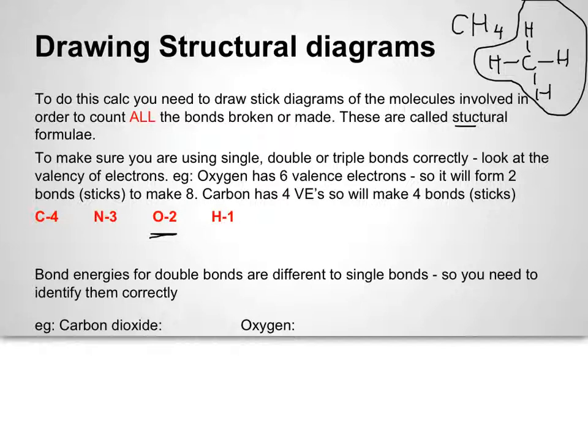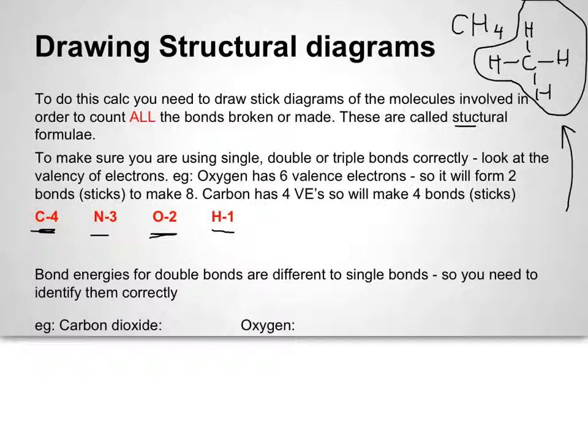Carbon has 4 valence electrons, so it needs to make 4 more bonds to get 4 more electrons to make its 8. So carbon always has 4 sticks. Hydrogen always has 1. Nitrogen always has 3. So if you look at this stick diagram I've done up here, you can see that hydrogen has 1 stick attached to it in each case, and carbon has got 4 sticks. So you know that you've done it properly.